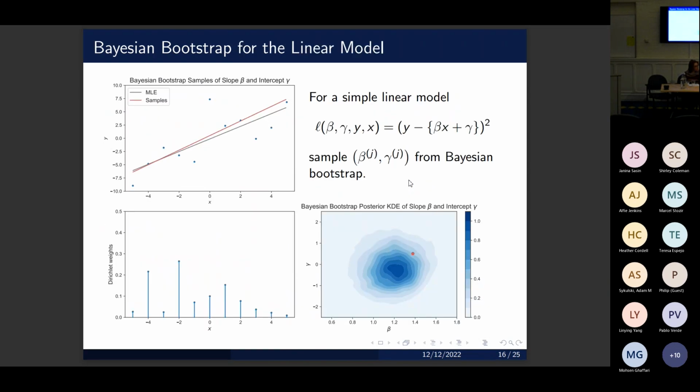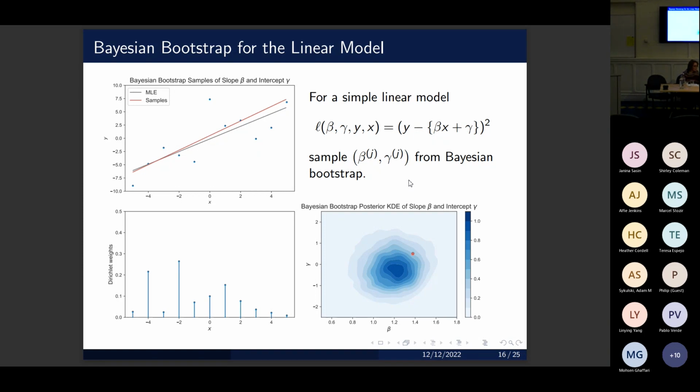So now I have a little animation for those who are unfamiliar with the Bayesian bootstrap. On the top left, we have, let's say, 10 data points from a simple regression problem, and we have x, y pairs. And the parameter of interest is going to be essentially the linear model which minimizes the least squared error. So in this case, in the gray line, we have this maximum likelihood estimate, or the least squared error, which goes through the blue dots.